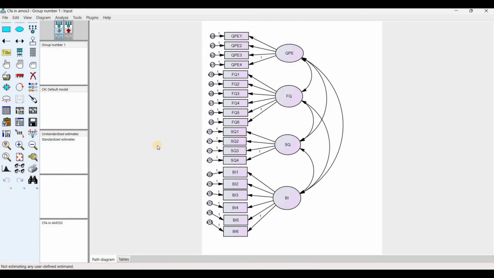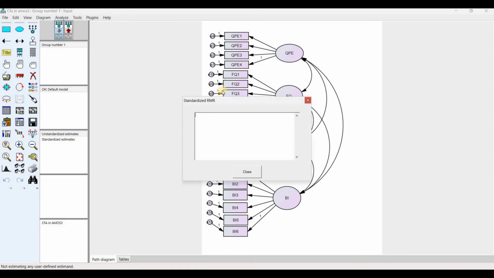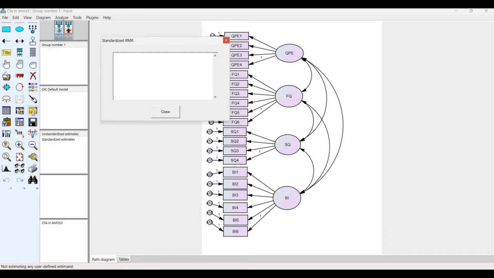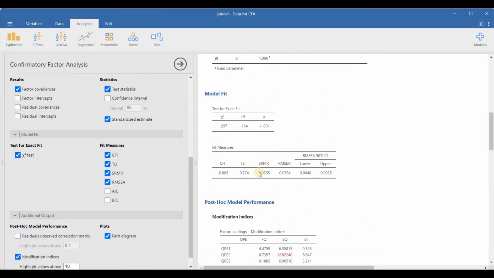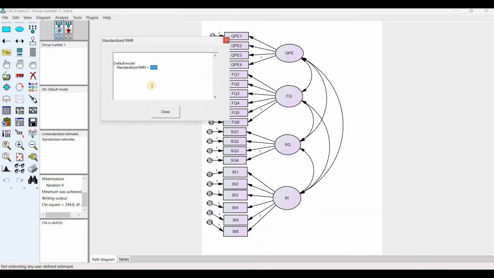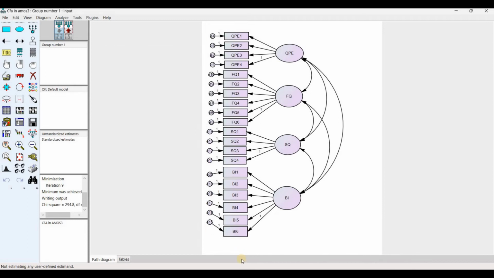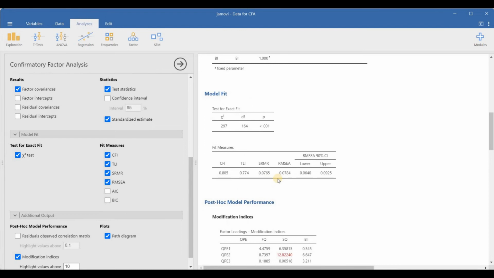The value of SRMR you cannot get directly; for this one you have to use a plugin. Use it now. The plugin is open, and then you have to calculate the estimates. Now the value of SRMR is 0.07 here, and here it looks like 0.08, exactly 0.08. There is a small decimal-point difference, otherwise both are the same. So the results are somewhat the same between these two.